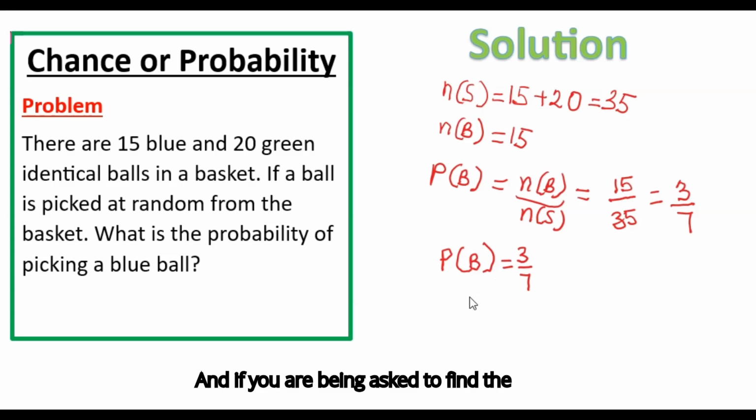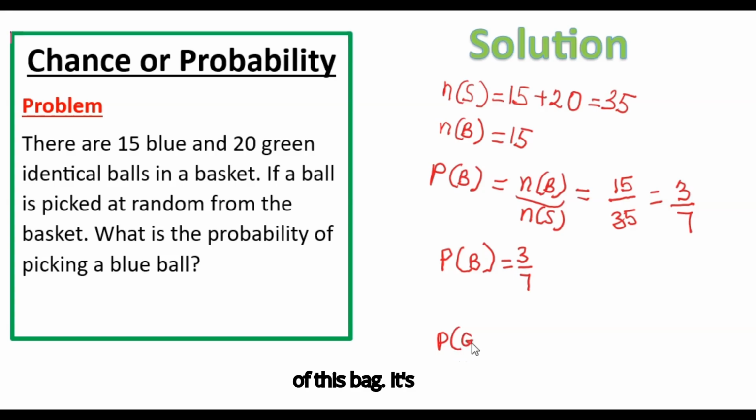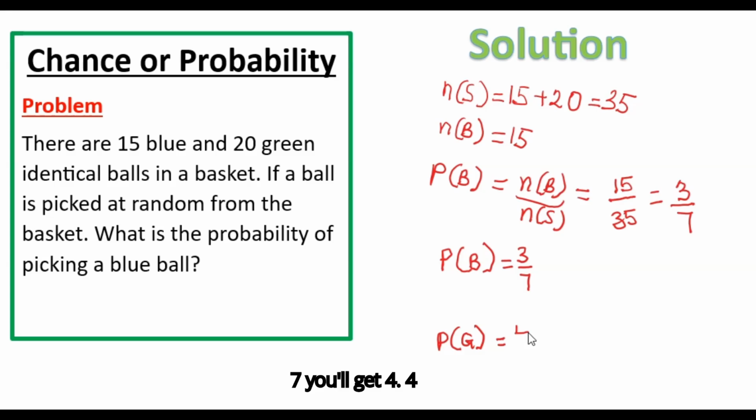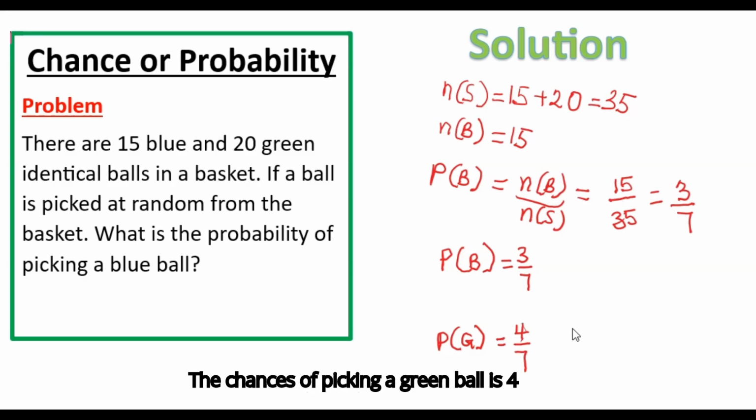And if you are being asked to find the probability of picking a green ball out of this bag, it's simply subtract the numerator 3 from the denominator 7, and you get 4. Then out of 7. So this is the probability. The chance of picking a green ball is 4 out of 7, and your chance of picking a blue ball is 3 out of 7.